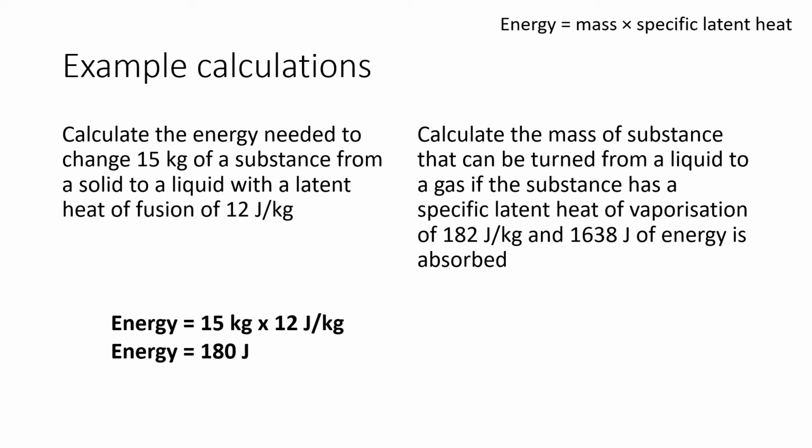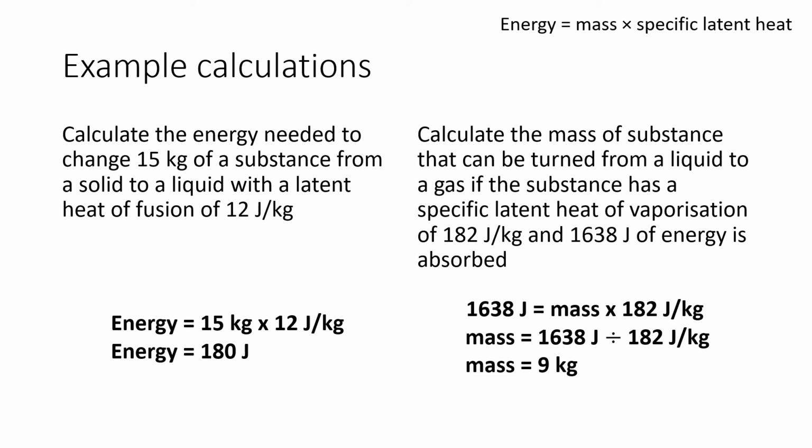In the second question, we are given a latent heat of vaporization, and again, it's a simple calculation, but we have to do a little rearranging because it gives us the energy and it gives us the latent heat of vaporization and asks us to work out the mass. Well, if we rearrange the triangle, the SMRF, you will find that you have to get the energy divided by the latent heat of vaporization, which gives you a mass of 9 kilograms.